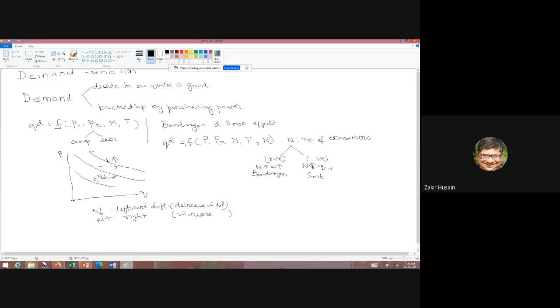In case of a snob effect, what will happen? It's exactly the opposite for a snob effect, right? So that means if N decreases, you will want to purchase the commodity. It will be a rightward shift, increase in demand. If N increases, you don't want to purchase the commodity, demand will decrease, there will be a leftward shift.